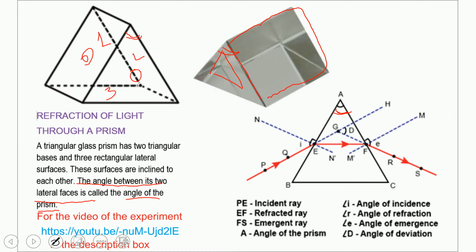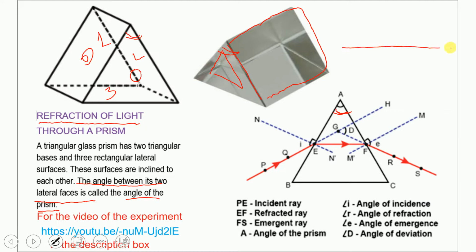Now there is one video experiment of how the prism works. That is given on a YouTube link, I am giving it in the comment box. There you can go and see how this experiment is performed. Now come to the prism. What is the prism actually doing? The prism is causing refraction of light. Now what is refraction? We already saw that.